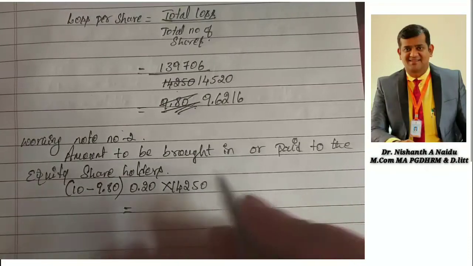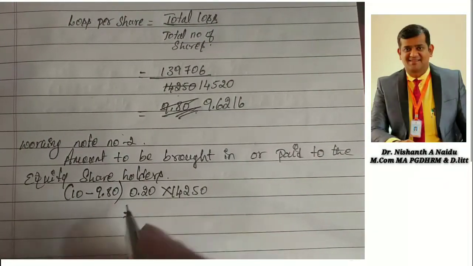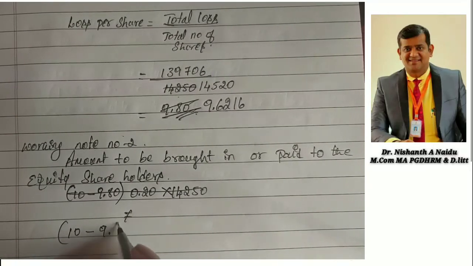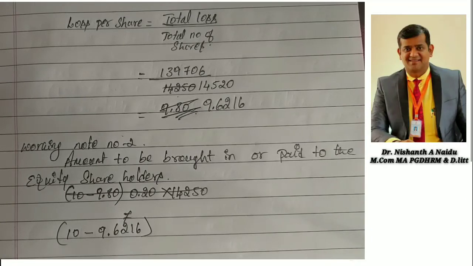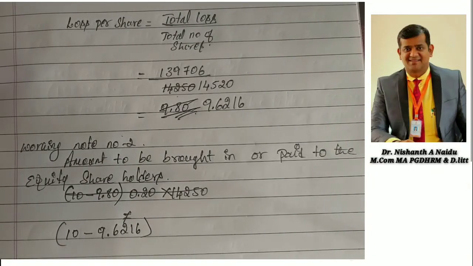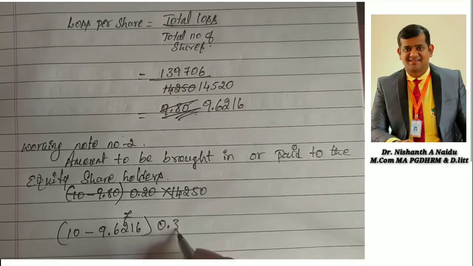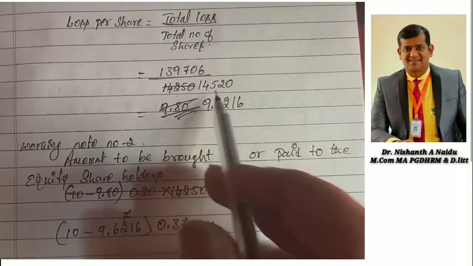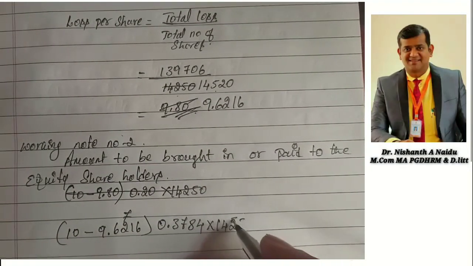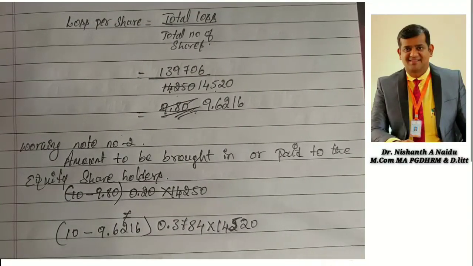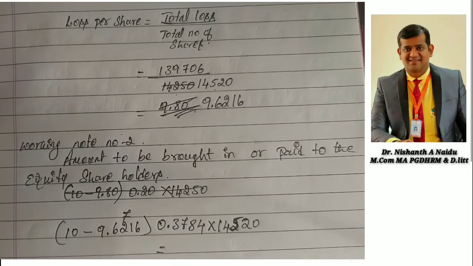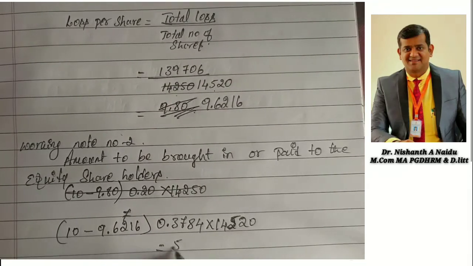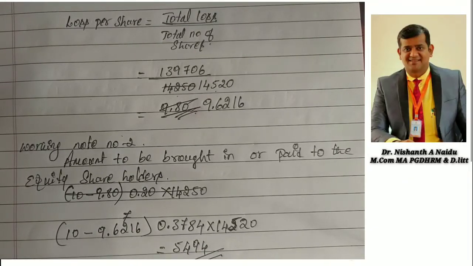Now in working note number 2, amount to be brought in or paid by the equity shareholders, you have to change this. I'm going to write it in the next line. That is 10 minus 9.6216, which comes to 0.3784. 0.3784 into how many shares? 14,250 shares. Sorry, again I'm doing this. 14,520 shares. So 0.3784 into 14,520 shares comes to 5,494 rupees, the amount paid to equity shareholders.